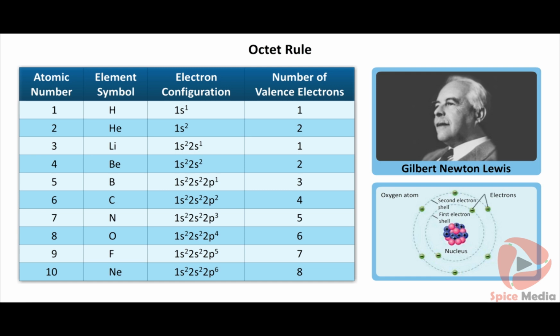Atomic number 8, element symbol O, electronic configuration 1s2 2s2 2p4, number of valence electrons 6. Atomic number 9, element symbol F, electronic configuration 1s2 2s2 2p5, number of valence electrons 7. Atomic number 10, element symbol Ne, electronic configuration 1s2 2s2 2p6, number of valence electrons 8.